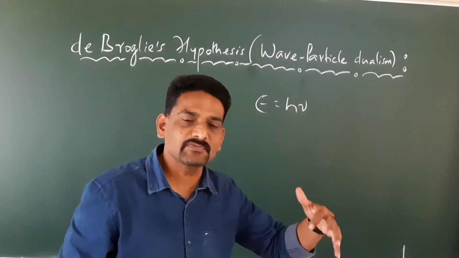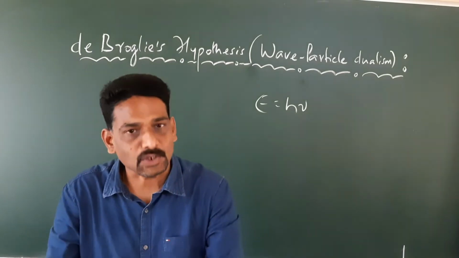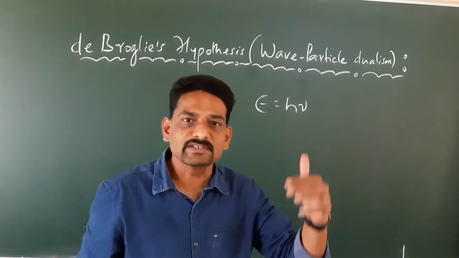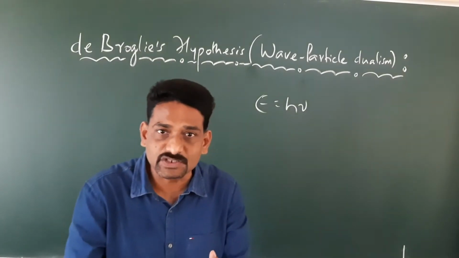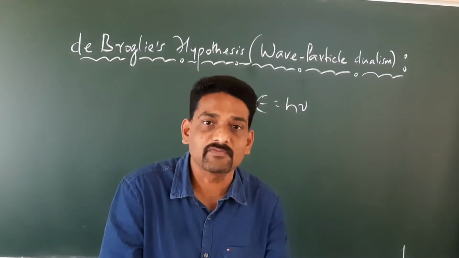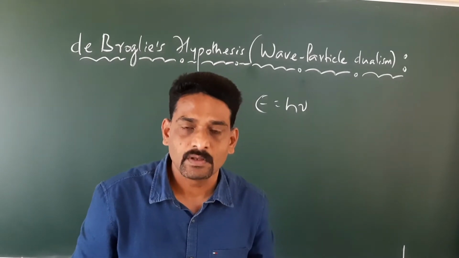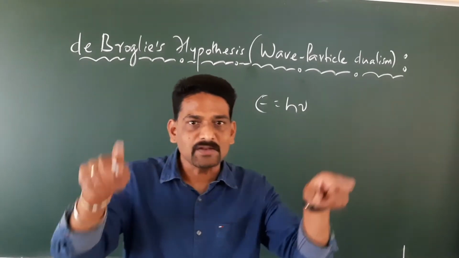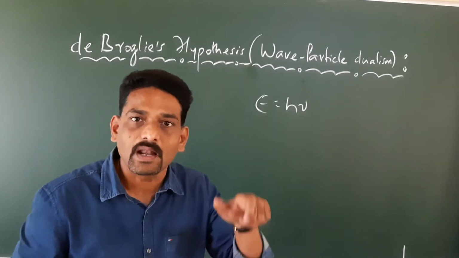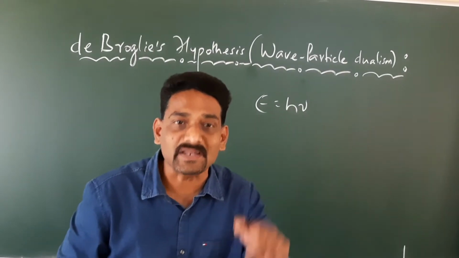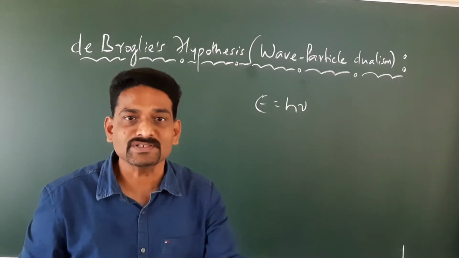The photon transfers all its energy to the electron. As a result, the electron gets more energy and is liberated from the metal surface. So what does it mean? The entire photoelectric effect is explained by considering light as what? Light as made up of n number of particles, which are known as photons.